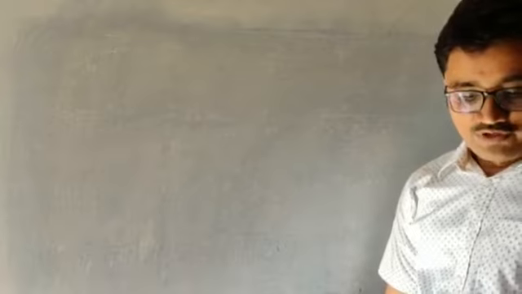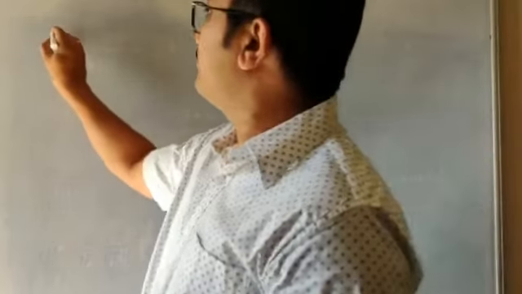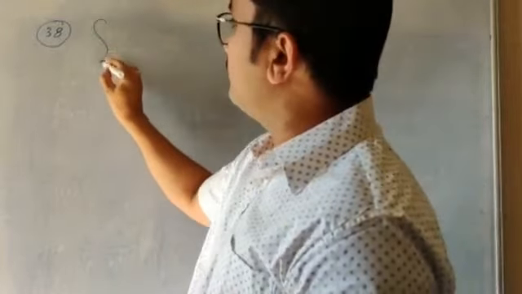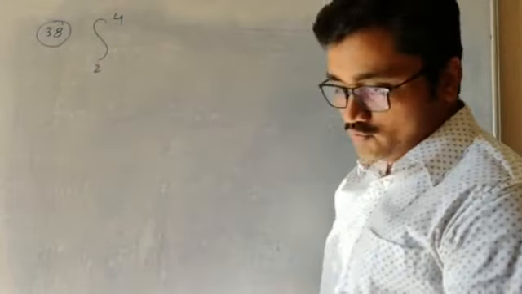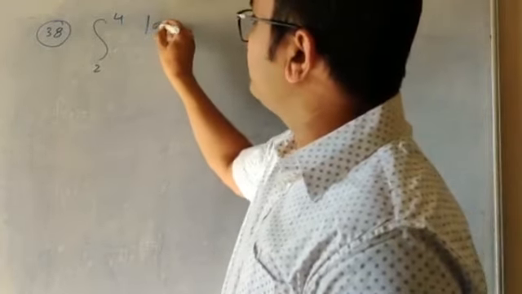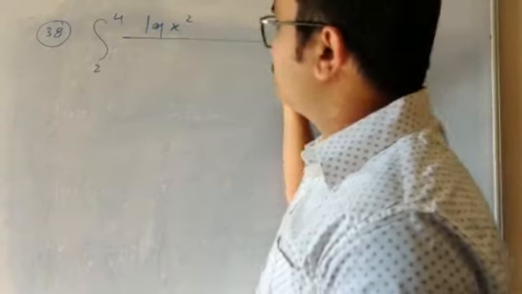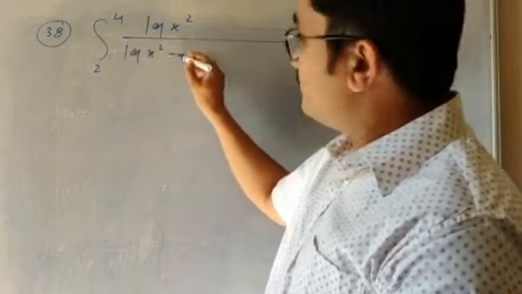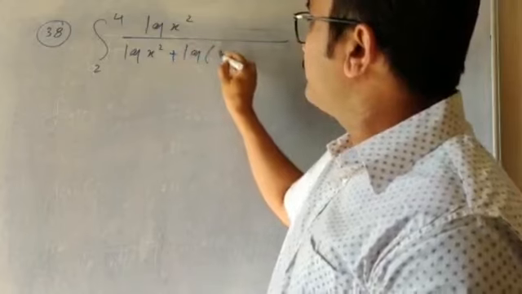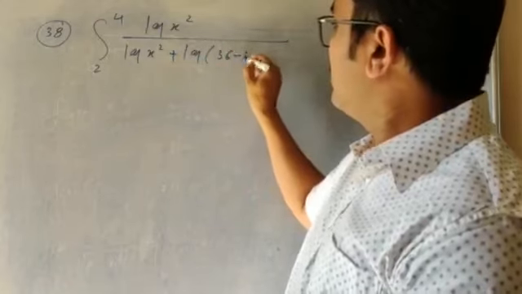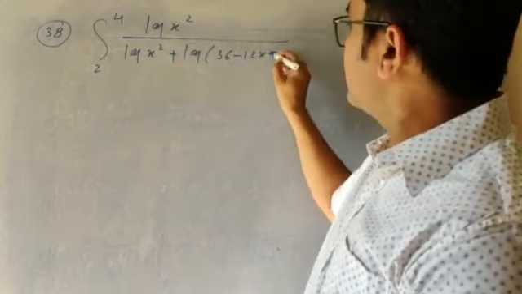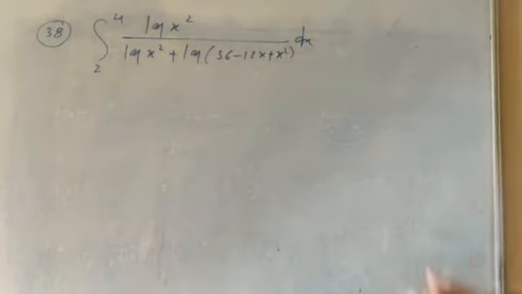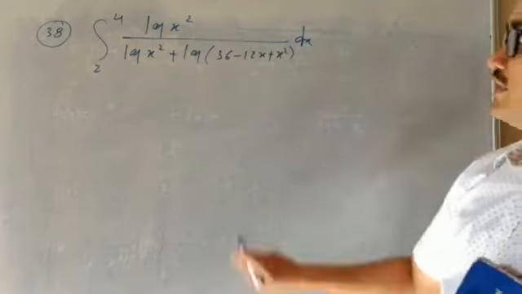Let us move to the next one, question number 38, which is one of a different kind of question. It is the integration from 2 to 4 of log of x square upon log of x square plus log of (36 minus 12x plus x square) dx. Now everything is expressed in terms of log, but this can be simplified.